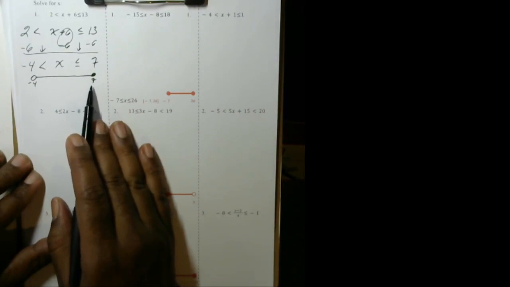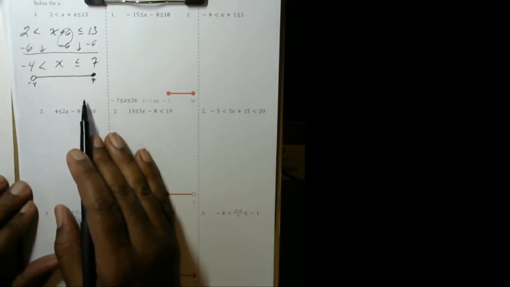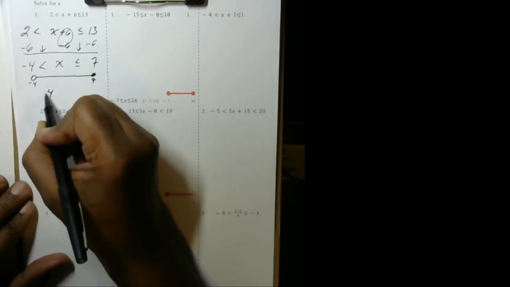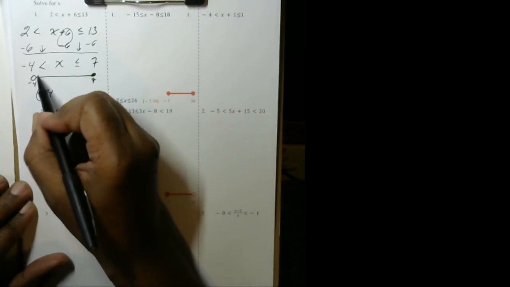Now, the graph of this would look like this. This would be an open circle at negative 4 and a closed circle at 7, and then you draw a line segment here. So all the numbers between negative 4 and 7, including 7. Now, the interval notation would be, on the left side, negative 4 with a parenthesis because there's no equal. On the right side, you would have a 7 with a bracket because it's closed. And then a comma in between, that means all the numbers in between.